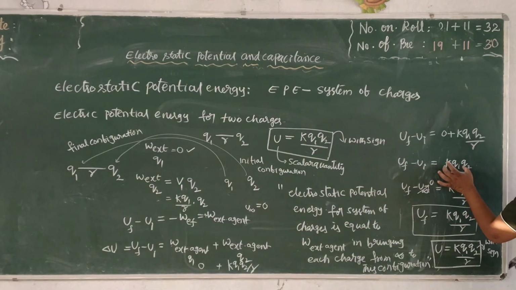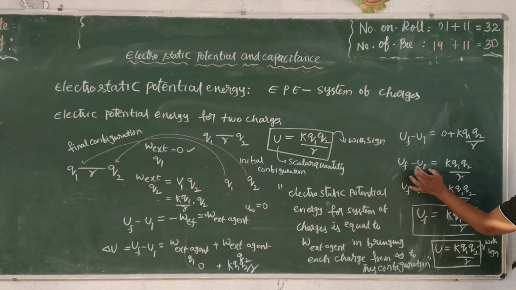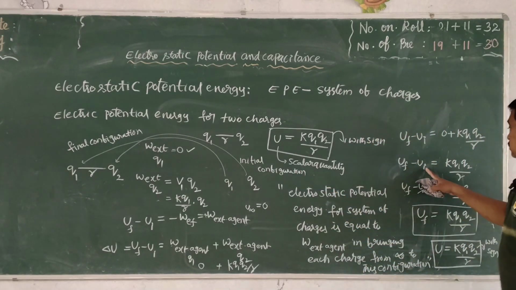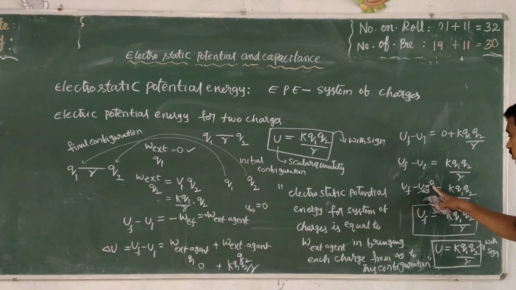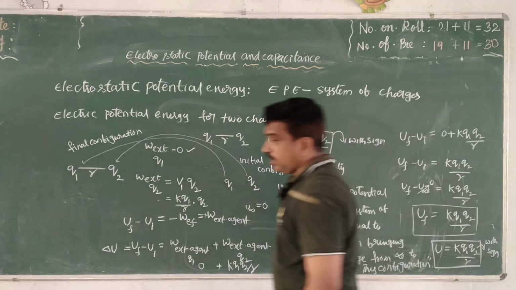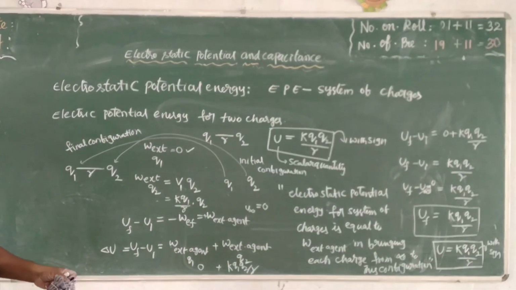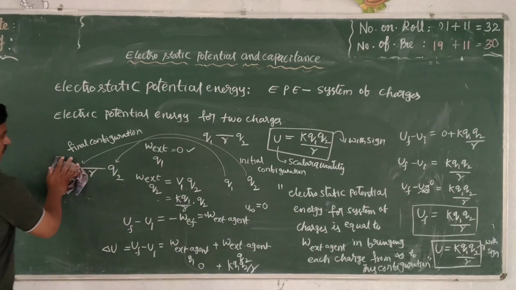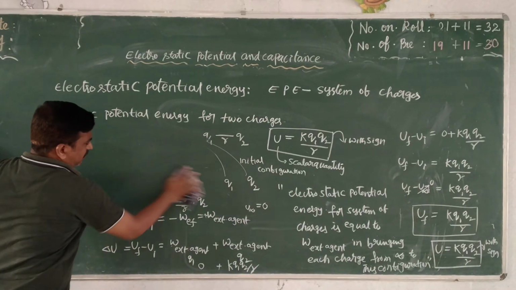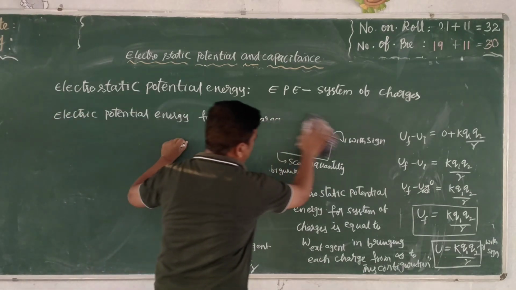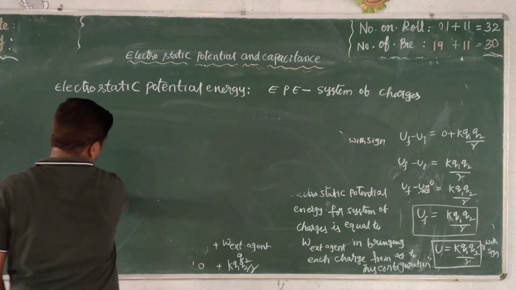So we can add now here k q1 q2 by r: U final minus U initial. U initial is 0. Why? Because potential at infinity is 0. So this value is 0, and U f equals k q1 q2 by r. U equals k q1 q2 by r, with the sign we can write. Why not? Electrostatic potential energy is a scalar quantity. That's why we can write with the sign. Yes, na. So this is the derivation and definition of electrostatic potential energy.